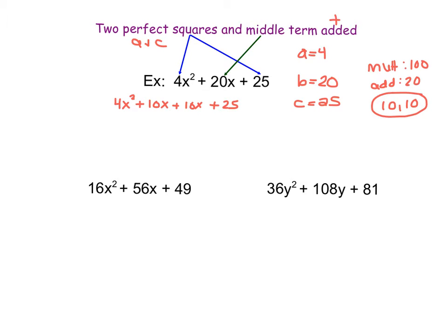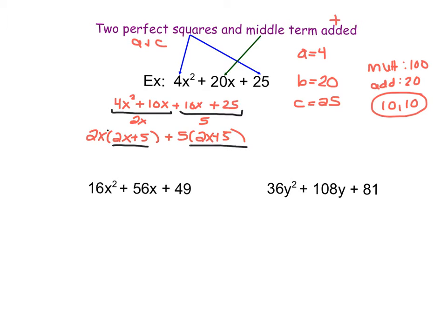Then I'm going to look at it in pairs and find the greatest common factor. The greatest common factor of the first pair is 2x. The greatest common factor of the second pair is 5. Now as I rewrite that by factoring out those greatest common factors, I get 2x times 2x plus 5, plus 5 times 2x plus 5. I notice that my parentheses match, which means I can group the front values together. I end up with 2x plus 5 times 2x plus 5.